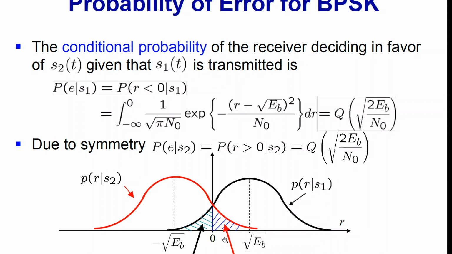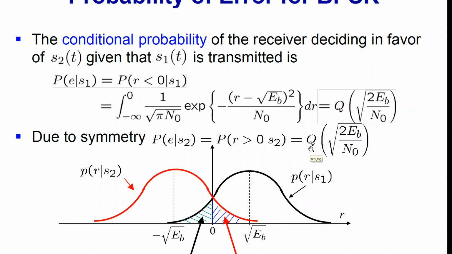So for it to be decoded as S1, it should fall in this region, that is R greater than 0. So probability of error given S2 is probability that R is greater than 0 given S2. So by symmetry it will also have the same value, Q of root 2 EB by N naught, where Q is the Q function which represents the tail of a Gaussian random variable.